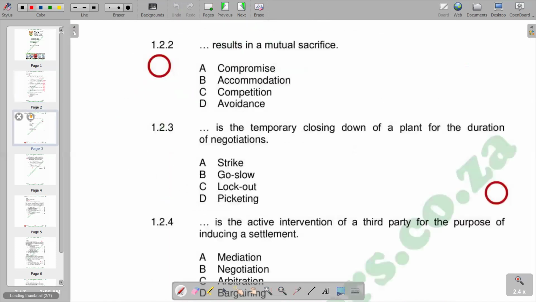Moving on to the next question, dash results in mutual sacrifice. So we've got compromise, accommodation, competition, avoidance. So the correct response that we have is a strike.